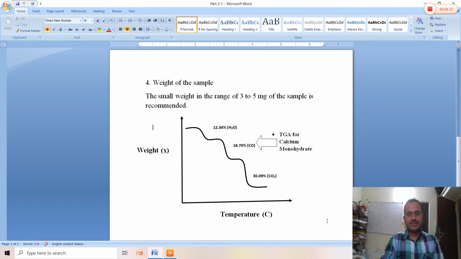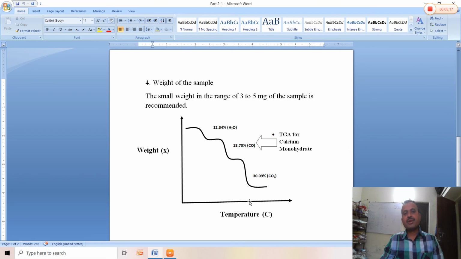Here one TGA curve for calcium oxalate monohydrate is given. The first time, some weight is lost at this particular temperature. Again, carbon monoxide is eliminated at this temperature, and again carbon dioxide is eliminated at this temperature. So in a TGA curve, weight loss takes place with increase in temperature.